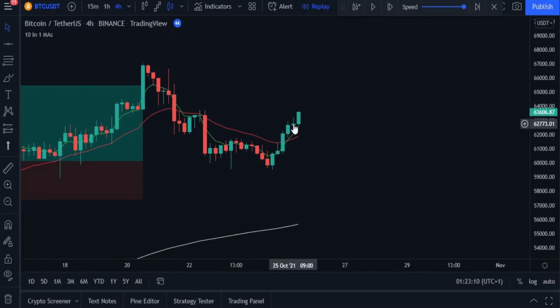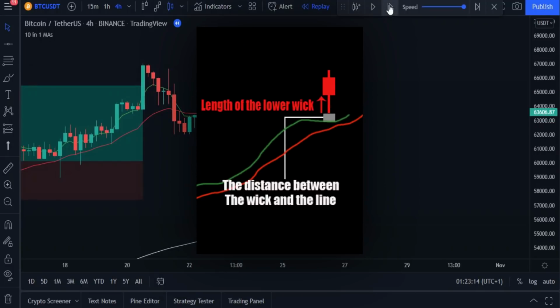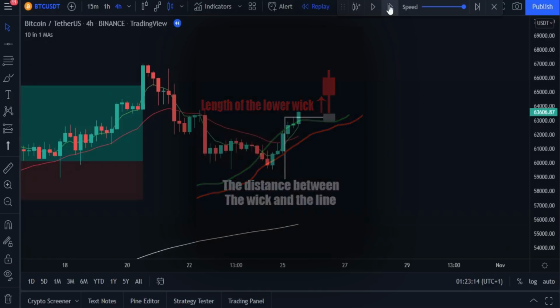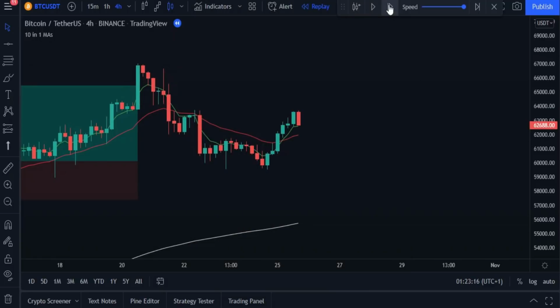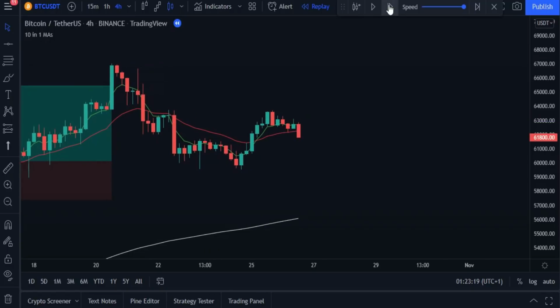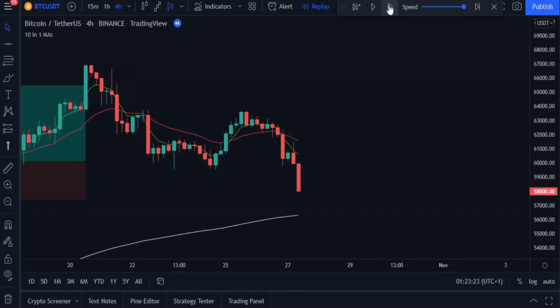This candle may be the target candle, but no, it is not. Let me explain this. When the length of the lower wick is equal to or less than the distance between the end of the wick and the green line, the distance is considered short, and the target candle is not good to enter. Okay, let's move forward to see more examples.